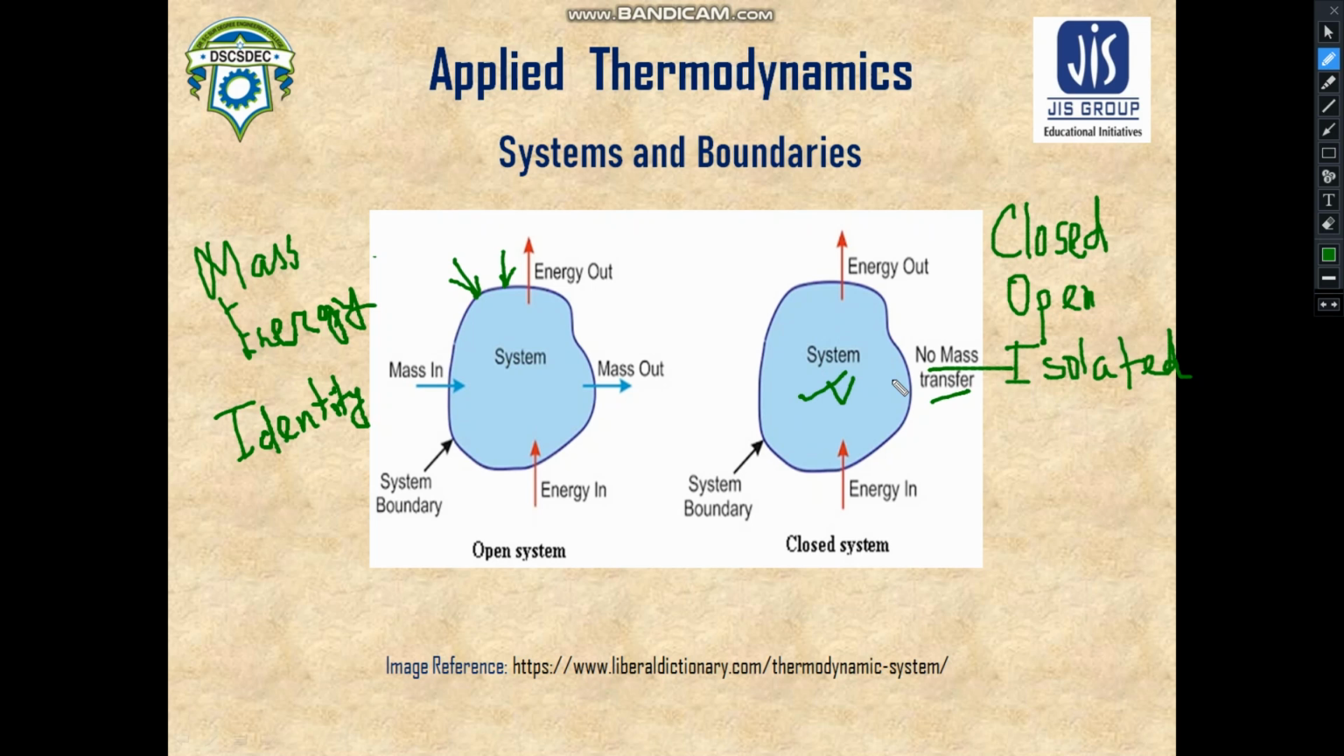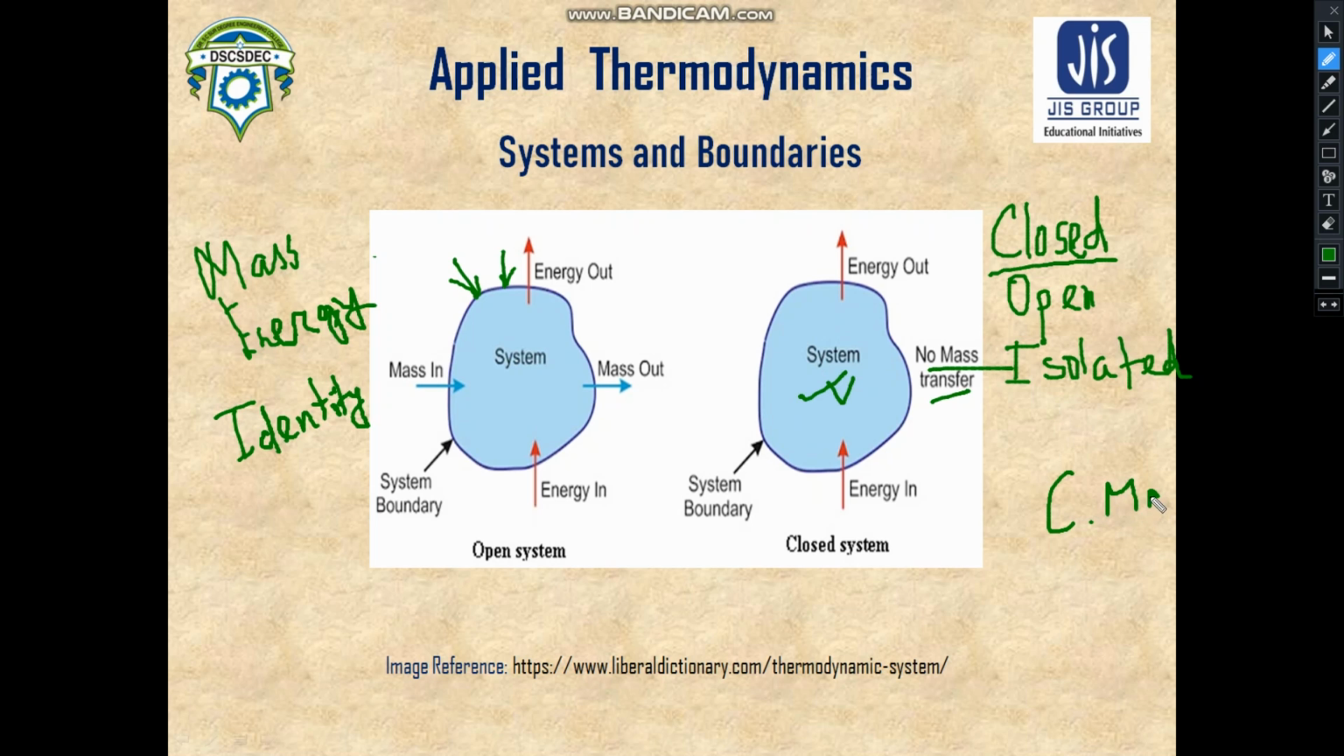That means we can also term this system as control mass system. That means the mass is fixed. There is no change going to happen for this closed system or the control mass system. For this system only energy can cross the boundaries, but no mass can. So for those systems where energy interaction takes place but no mass interaction takes place, that can be termed as closed system or control mass system.